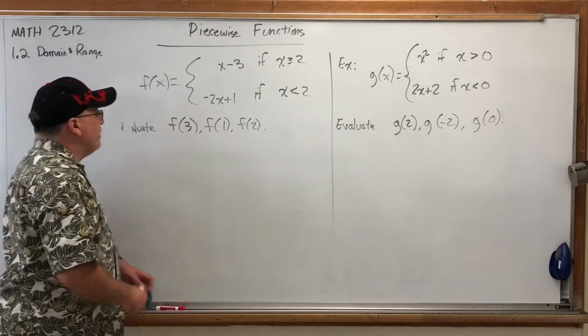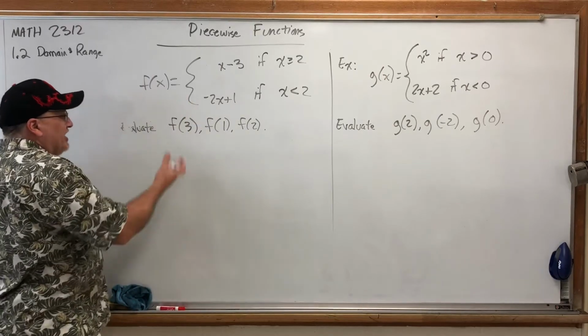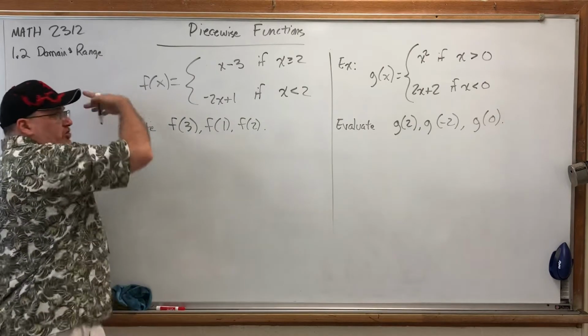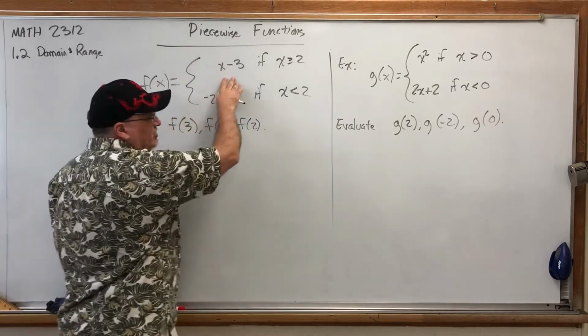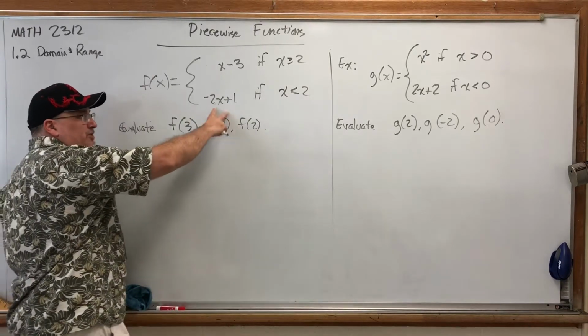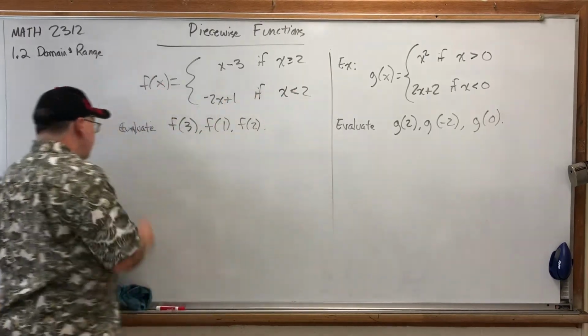Let's take a look at this one, where we're being asked to evaluate f of 3, f of 1, f of 2, and our function is f of x equals x minus 3 if x is greater than or equal to 2, but it equals negative 2x plus 1 if x is less than 2.